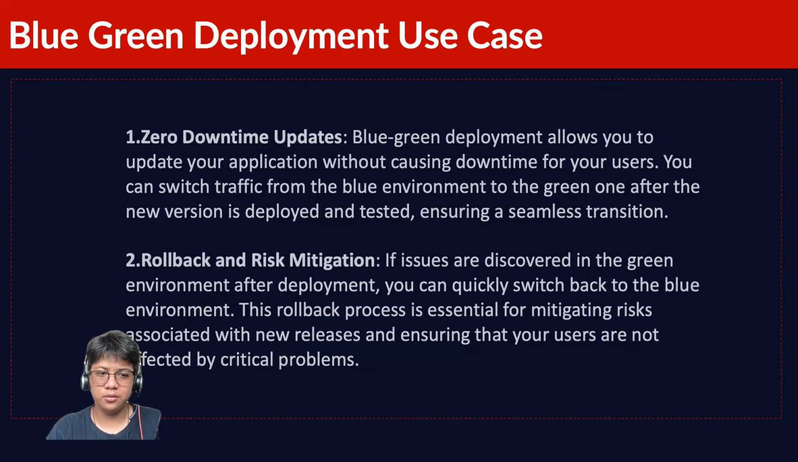So the blue-green deployment use case is zero downtime updates. Blue-green deployment allows you to update your application without causing downtime for your users. You can switch traffic from the blue environment to the green one, after the new version is deployed and tested, ensuring a seamless transition. Rollback and risk mitigation: if issues are discovered in the green environment after deployment, you can quickly switch back to the blue environment. This rollback process is essential for mitigating risk associated with new releases and ensuring that your users are not affected by critical problems.